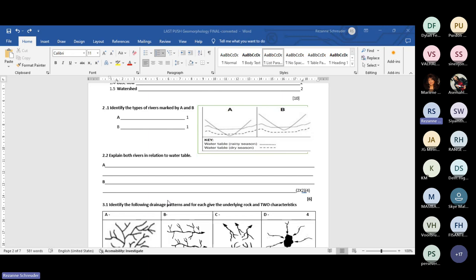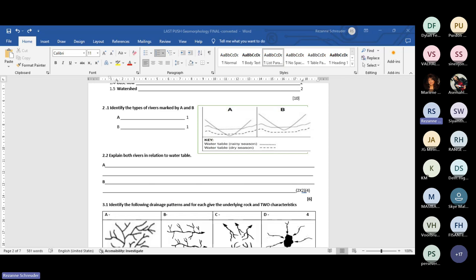Question 2.2A and 2.2B. So we know that A is permanent and B is periodic. So let's have a look. Question 2.2. What happens to the water table in those rivers? A permanent river flows all year round. It looks like Claude says it flows all year round because the water table is always above the riverbed throughout the year. Looks like Sky says the water table always intersects in the wet and dry season, which results in a permanent river.